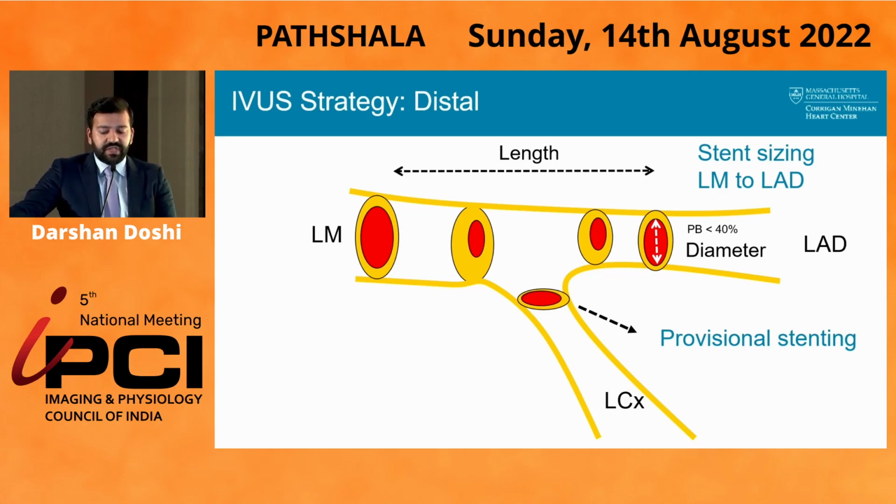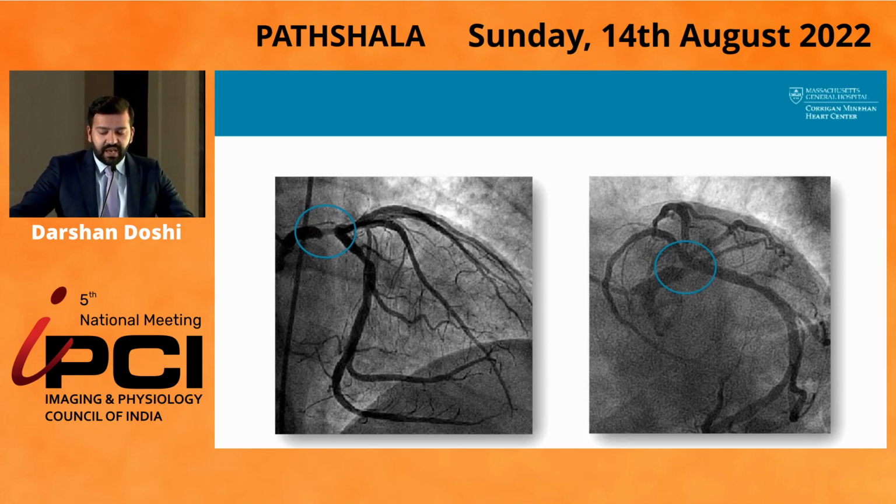You're going to use the reference diameter of the LAD to size your stent, okay? So you're going to use the LAD size, and you're going to find an area that has a plaque burden less than 40%, and ideally close to zero and normal. So take a look at this case.